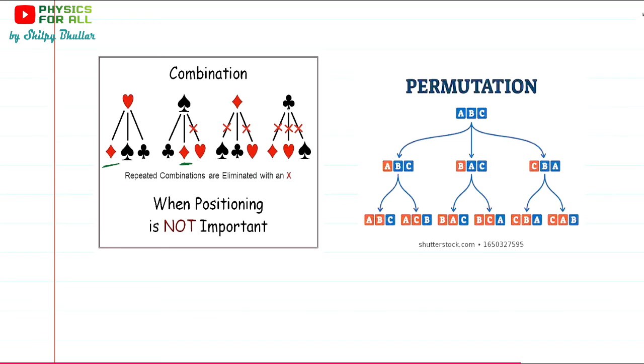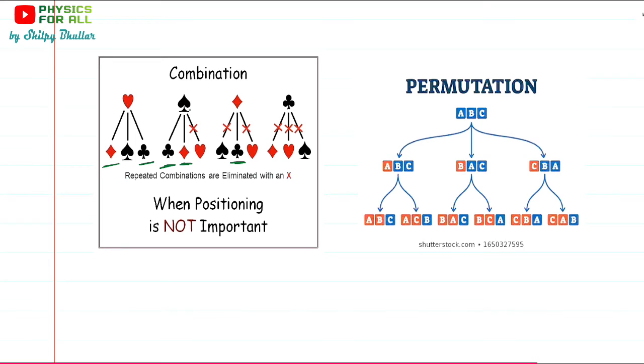Then similarly, if we have picked club as our first card, then none of these three are possible. If we go for club and diamond, this is not allowed because we had diamond and club here. Then club and heart is not allowed because we had heart and club here. And club and spade is not allowed because we had spade and club here. So whatsoever is the order of the cards, that really doesn't matter. Combination only takes care of what you are having, not in what order you are having.